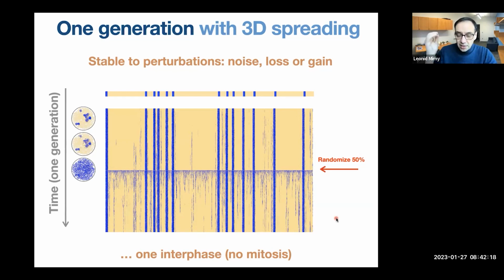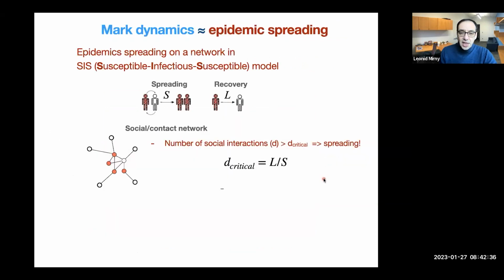Not only is it a lasting memory, but it's stable to these randomization events, more drastic than even what you would see in a single round of replication. This is again in one cell cycle. We want to understand why we get this very stable memory.